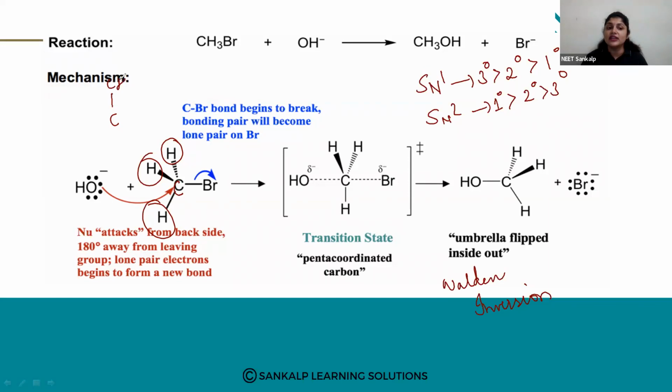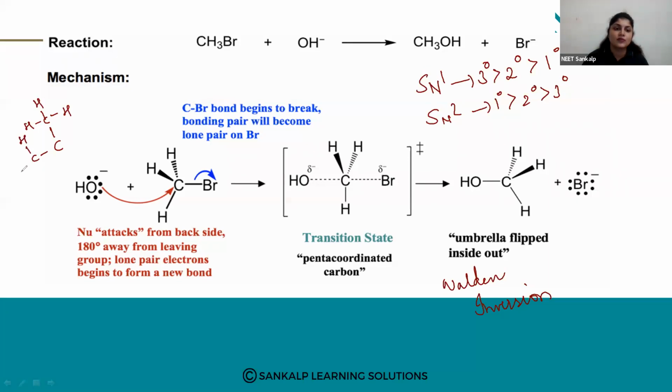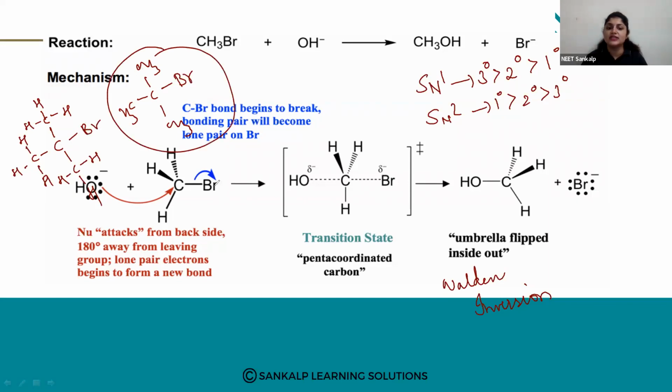Now if I take a tertiary alkyl halide, I'll write the complete structure more clearly. I've written the complete structure of this molecule.